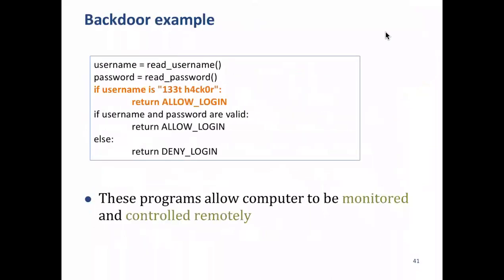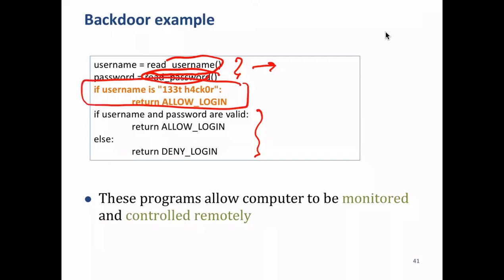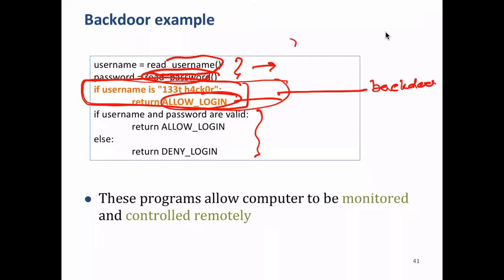All right, so now for an example. This part is normal code: read the user ID and then read the password, and if it matches, then fine. Now this line is inserted: if the username is 133 whatever, hacker or whatever, allow login. This part creates a backdoor, because it's not through the normal authentication method.